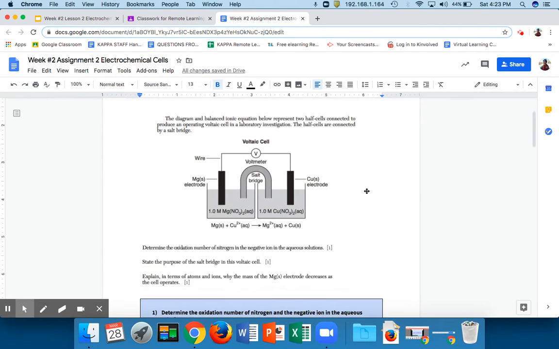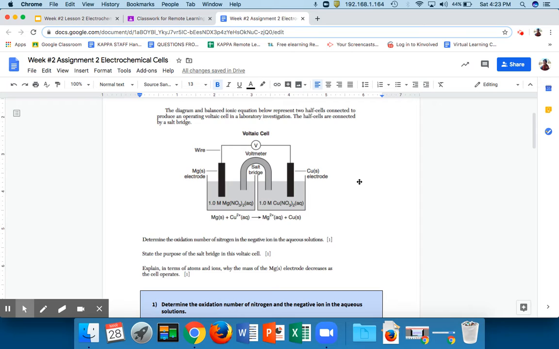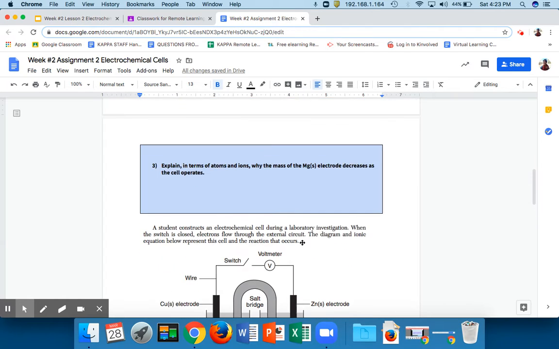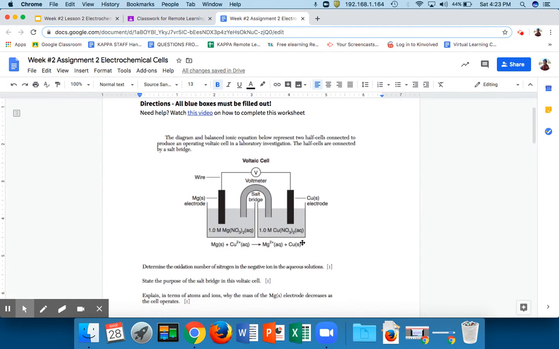So you have 2 Regents open response questions for your homework. Here's one, and the second one is down here. This is going to be a read through of the questions and me sort of explaining how to answer the questions as if we were in class together.